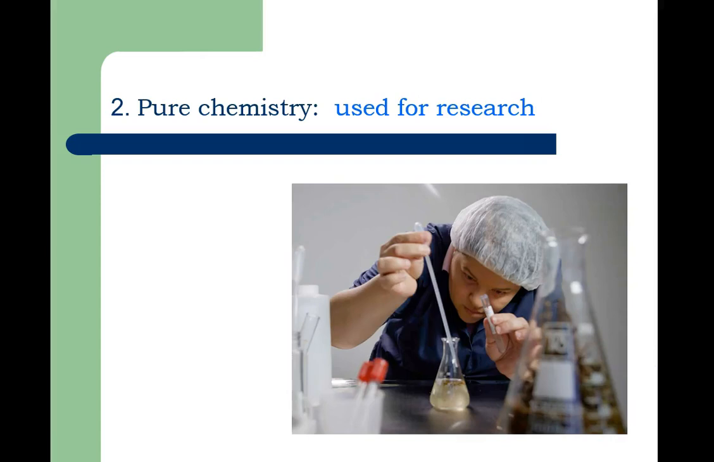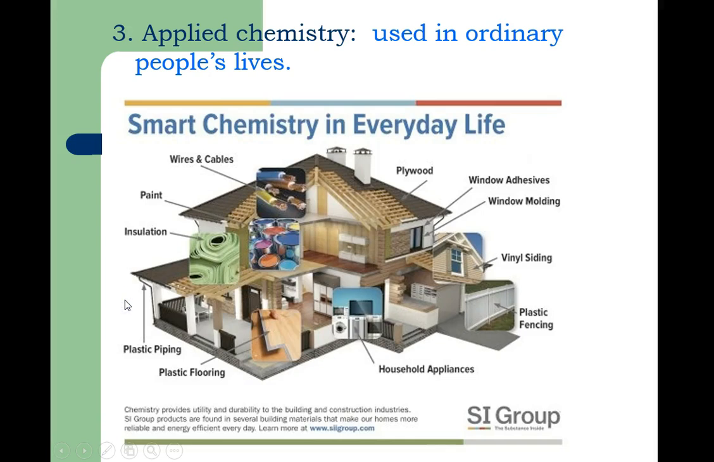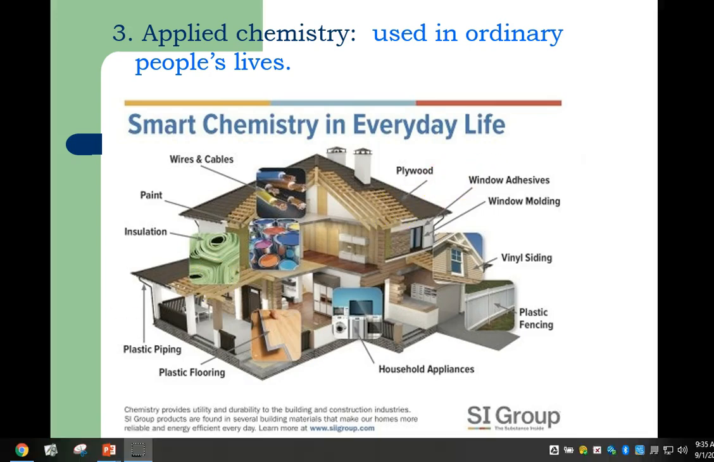Now there's something called pure chemistry, and that's used for research, and that's not really what we're going to focus on a whole lot in this class. This is where people go in and spend their entire workday in a lab doing experiments and seeing what will happen, testing results, testing their hypothesis and all that kind of stuff. Applied chemistry is more what we are going to work on, and that's used in ordinary people's lives. This is the part that a lot of people think is a little more interesting, unless they're the diehard scientists in a lab all the time.